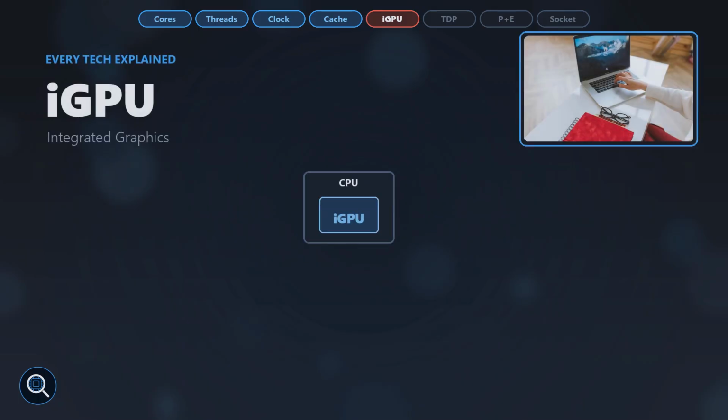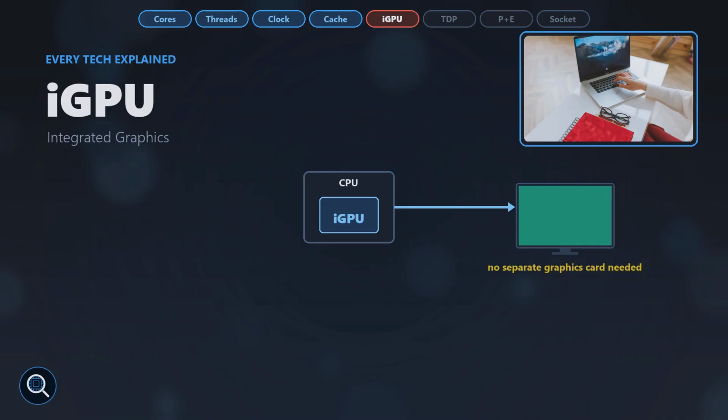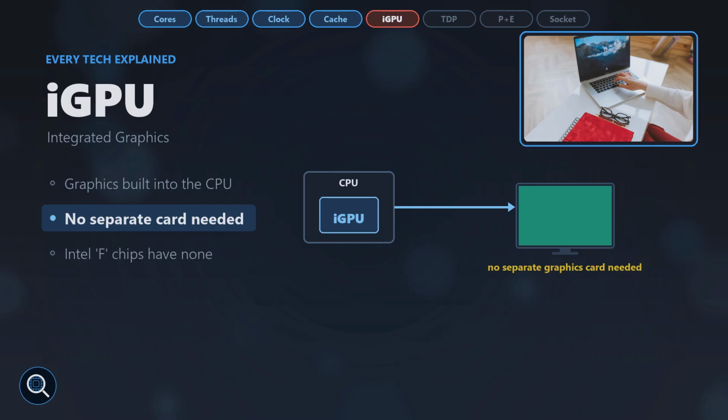And today, most laptops and office PCs lean on it entirely. The strength is that it's cheaper, cooler, and sips power. Perfectly fine for browsing, video, office work, and even light gaming, with nothing extra to buy. The weakness is that it's far weaker than a dedicated graphics card, so serious gaming or heavy 3D work will crawl.